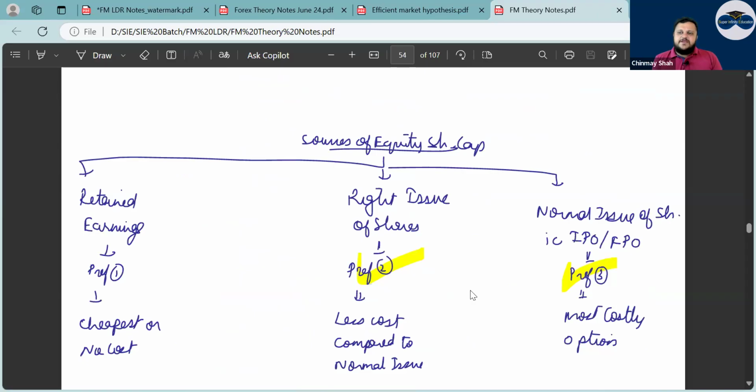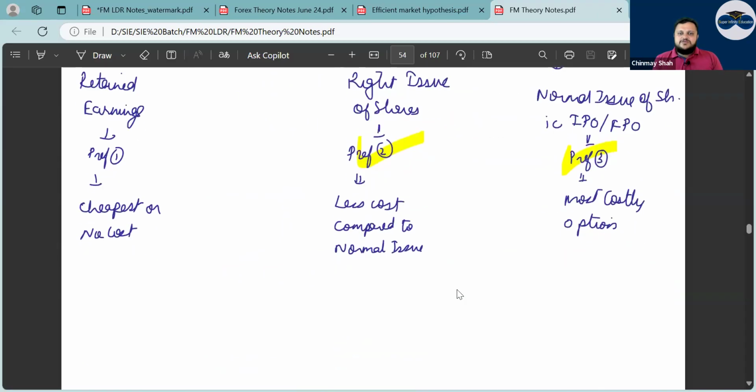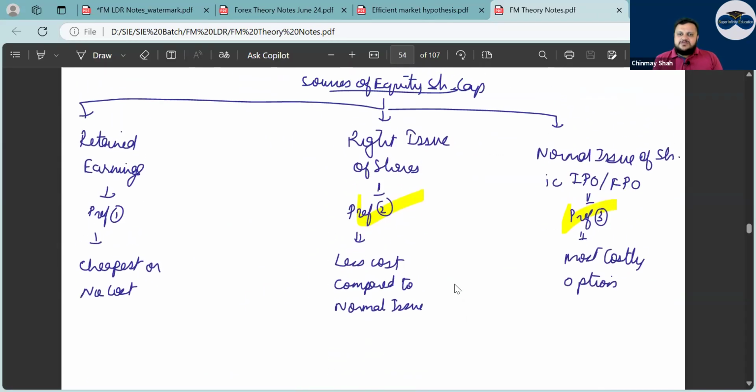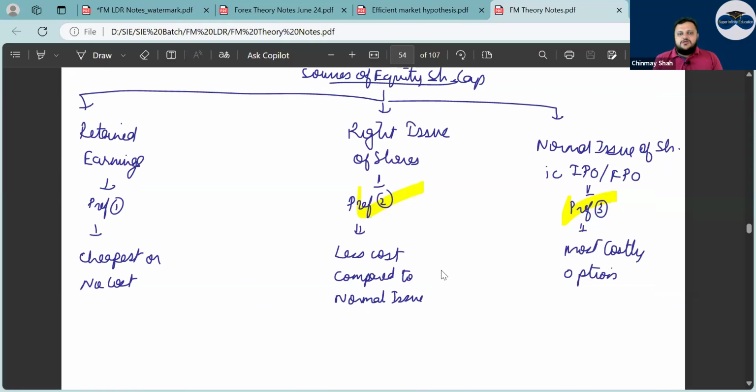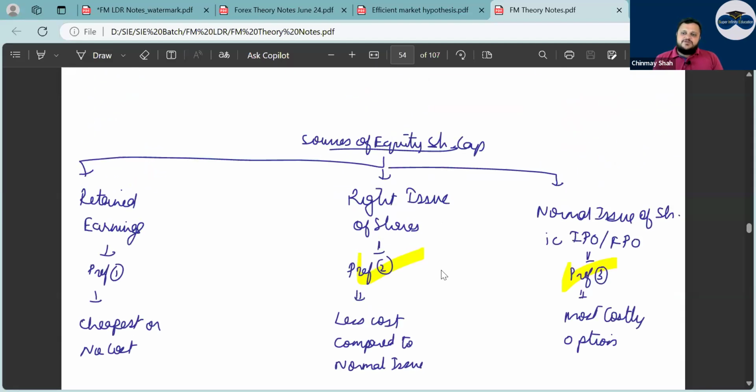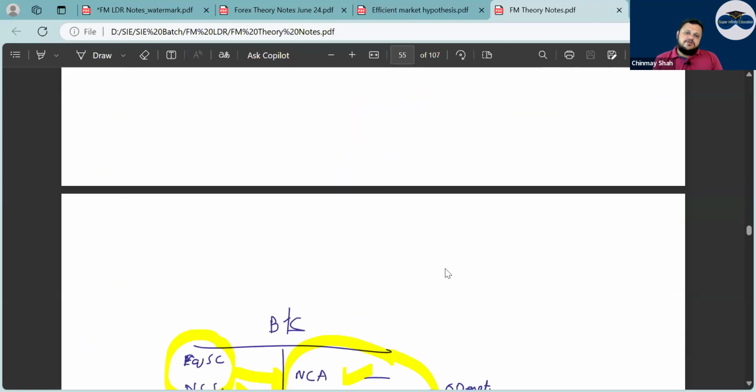Then the sources of equity capital are three. First, if I want a small amount of money, I will go to retained earnings, the cheapest or no cost at all, because it is always in my pocket. Second, right issue of shares, with less cost compared to a normal issue. Third, a normal issue of shares, IPO or FPO, the most costly option. When you have to raise a very big amount, go to IPO or FPO. For a smaller amount, go to a right issue, where existing shareholders are asked for money.